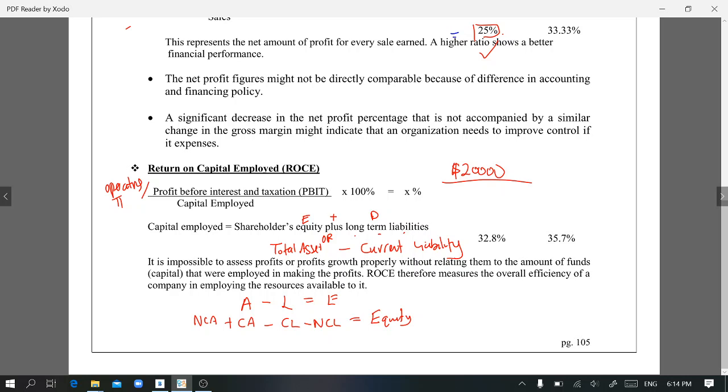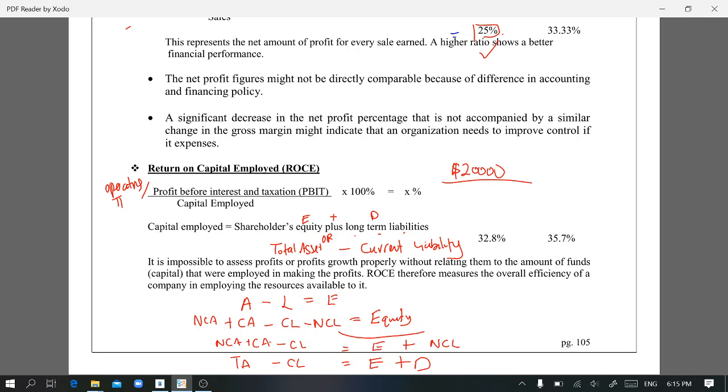So transfer my non-current liability to this side. So it will be non-current asset plus current asset minus current liability equals equity plus non-current liability. So this is total asset minus current liability equals equity plus debt. So that's why equity plus debt equals total asset minus current liability. So when you look at the textbook, you will see different formulas, but they're actually the same.